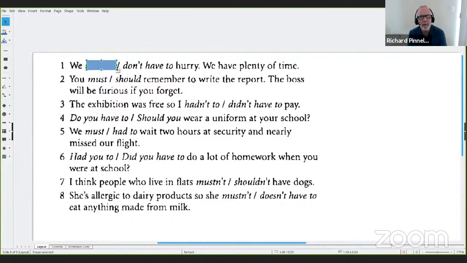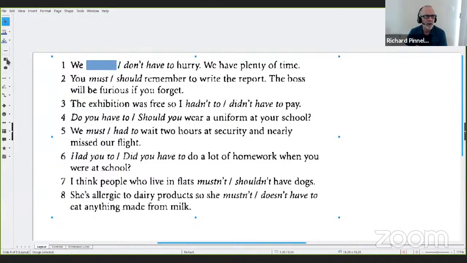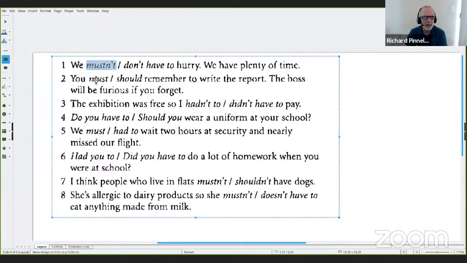You must remember to write the report, or you should remember to write the report. The boss will be furious. Furious is very, very angry. So, yeah, the boss will be furious. So, you must. It's a strong recommendation. So, we need to use must.